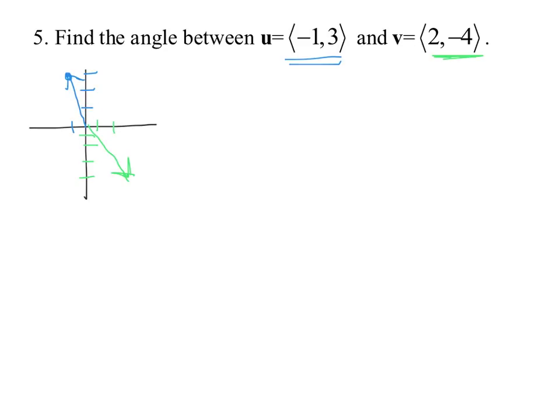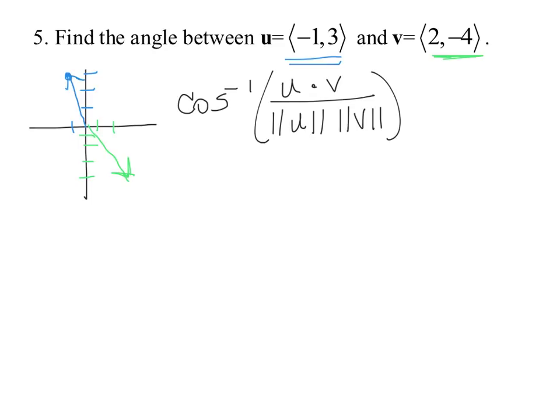Now, the formula we're going to use is cosine inverse of the dot product of the vectors divided by the product of the magnitudes of the vectors. That formula looks like this. What this cosine inverse is going to do for us is give us the angle when we get done with this computation. The angle is this angle right here. We don't know what it is right now, but we're going to find out, and we're going to use this cosine inverse formula to do it.